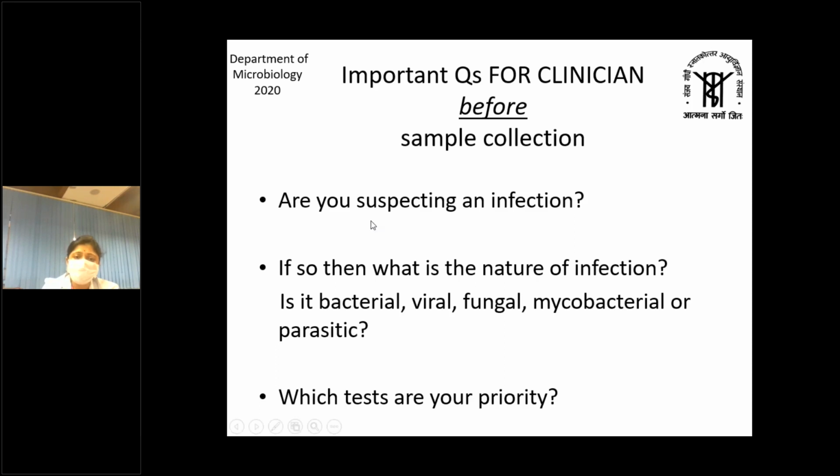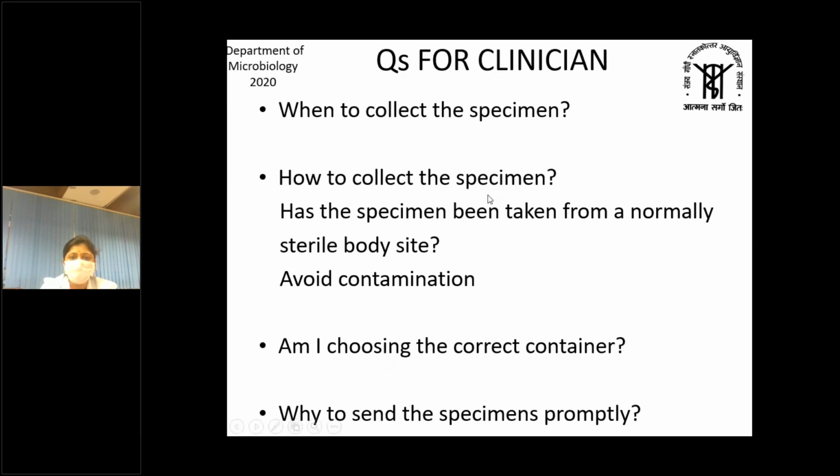The first is, are you suspecting an infection? If there is an infectious etiology of maybe the fever that the patient is having, then you should consider an investigation for culture. If so, then whether it is a bacterial, a viral, a fungal, mycobacterial or parasitic infection, which tests are your priority? After that, when to collect the specimen? Is there a particular timing when a blood culture should be collected or a urine sample should be collected?